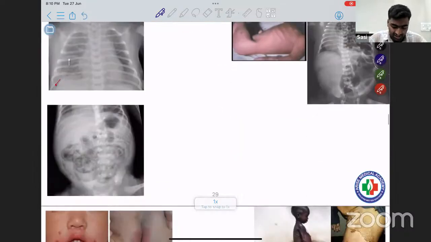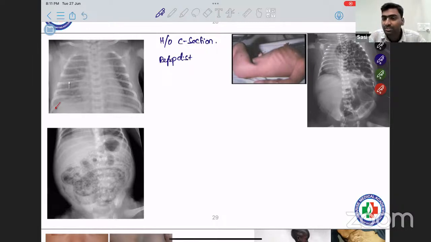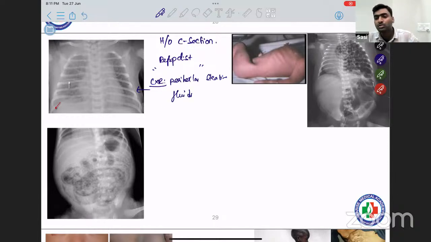Next one. We'll see a few radiological things in a case of pediatrics. Fine. If you see, there is a history of cesarean section, and the baby is presenting with respiratory distress. Along with this respiratory distress, you'll be able to see this radiological appearance. In the chest X-ray, you'll be able to see perihilar streaking and fluid effusion in the interlobar fissures.